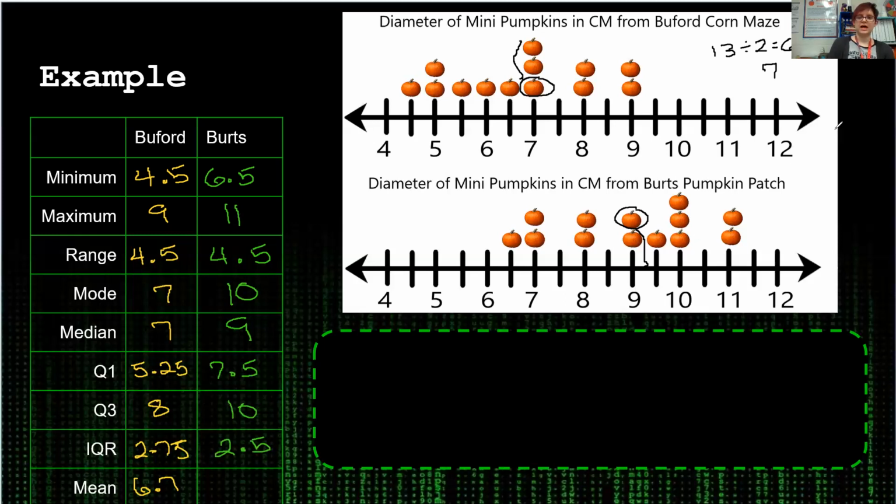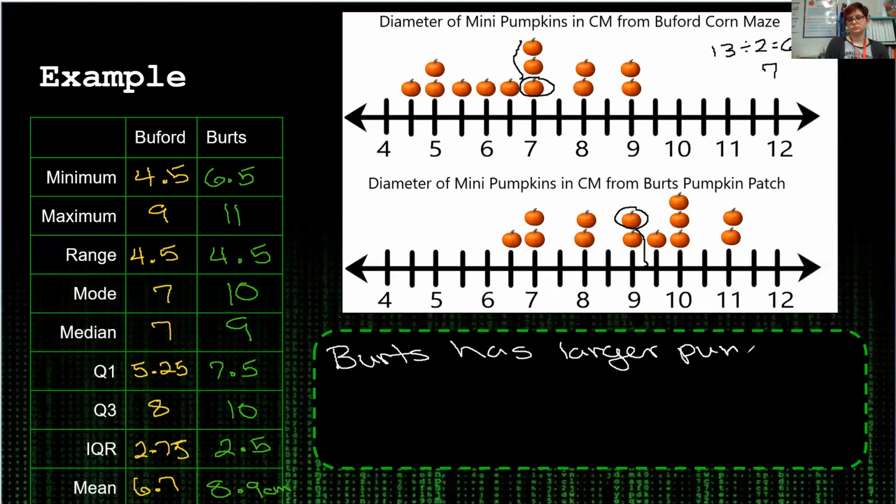And my mean, so if I add up all the sizes of all the pumpkins and divide by 13, I get a mean of 8.9 centimeters. Okay, so these aren't exactly symmetrical, but they're fairly close. So that means we can use the mean as a measure of center. And I can learn from the mean that Burt's has larger pumpkins. Okay, its mean is 2 centimeters larger.